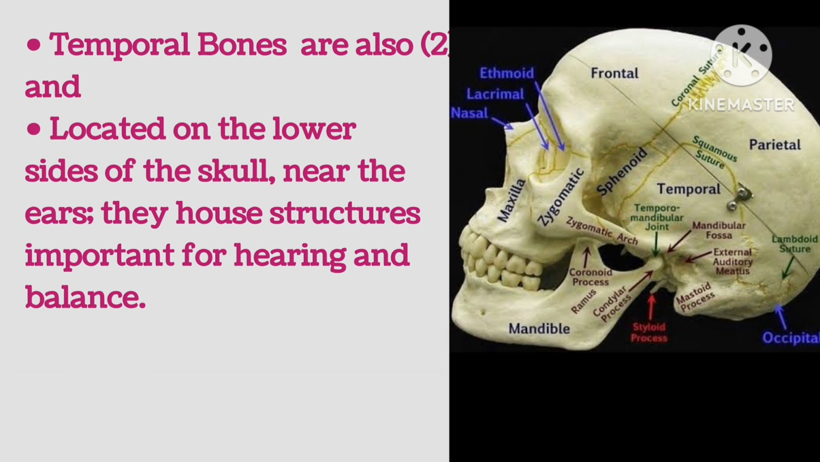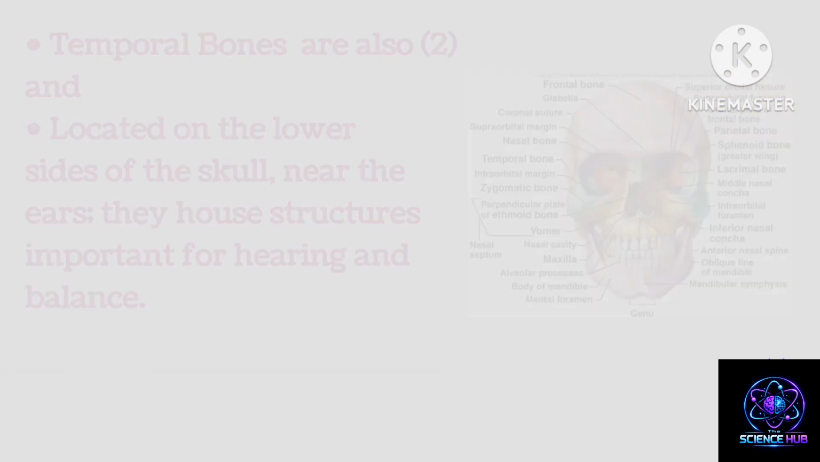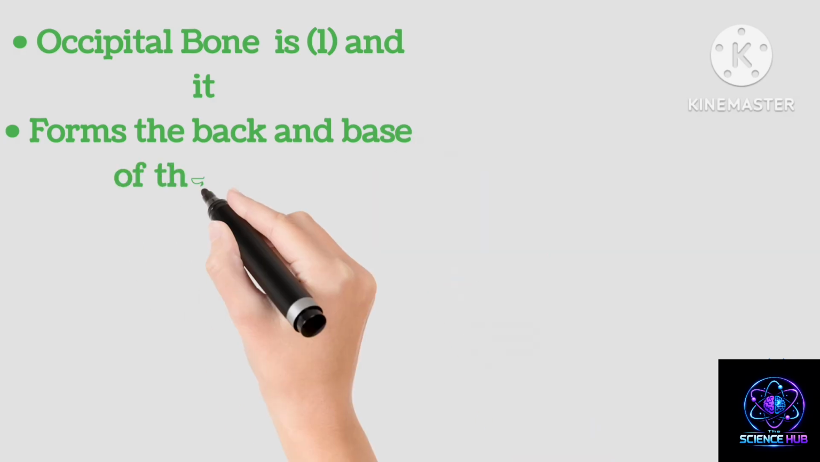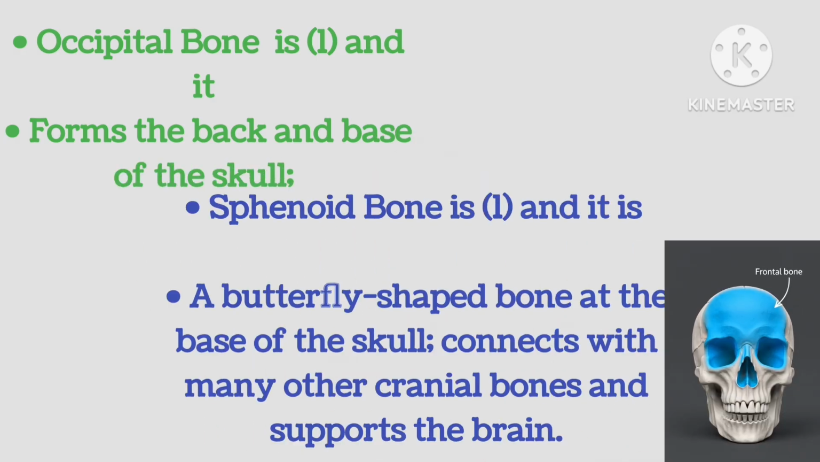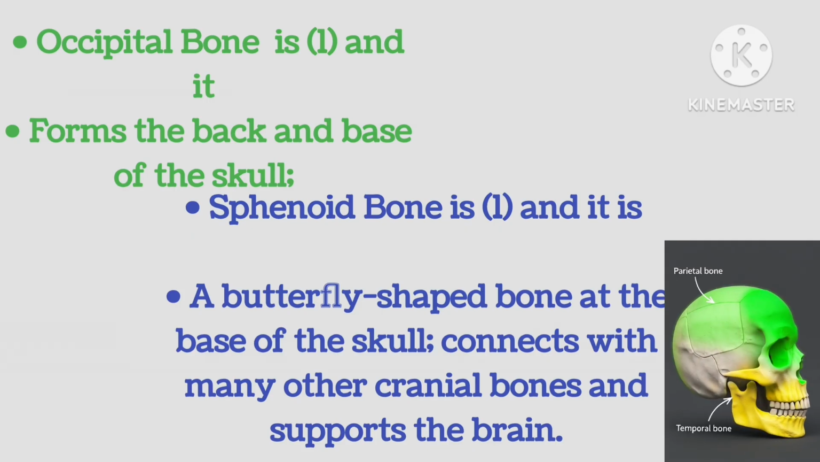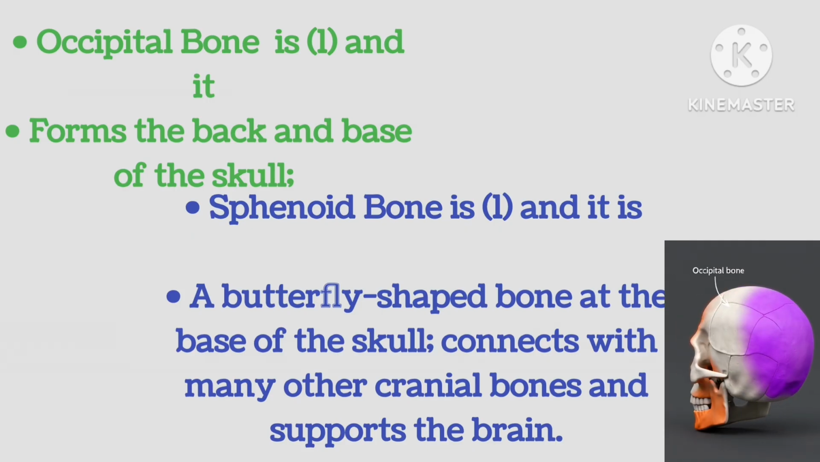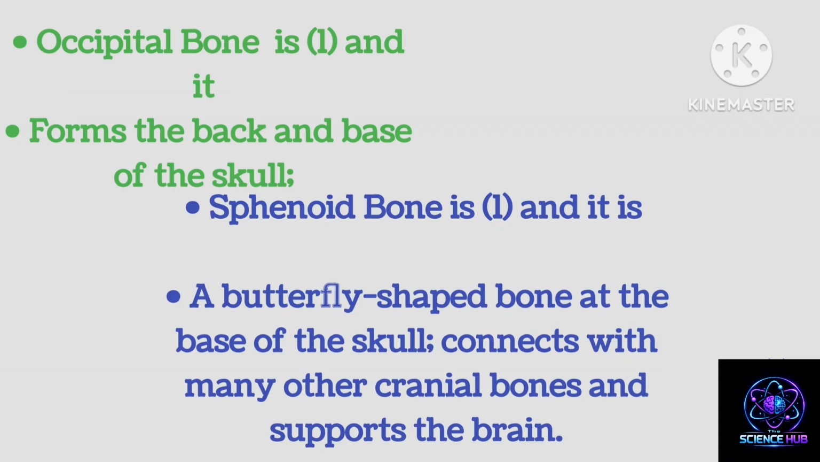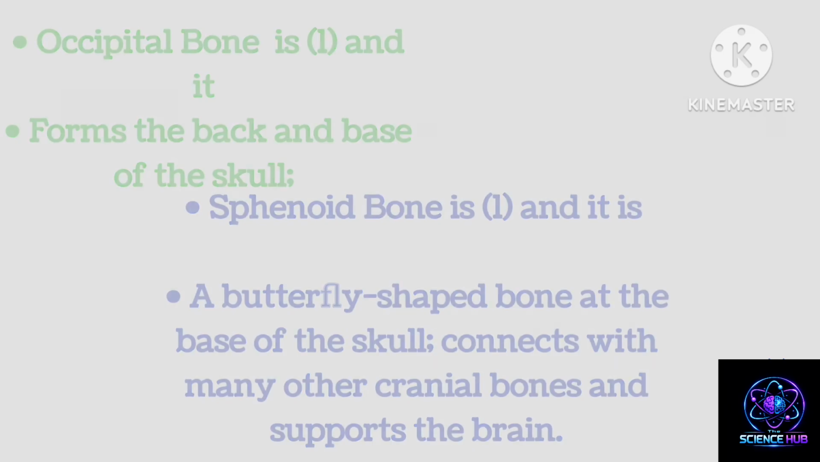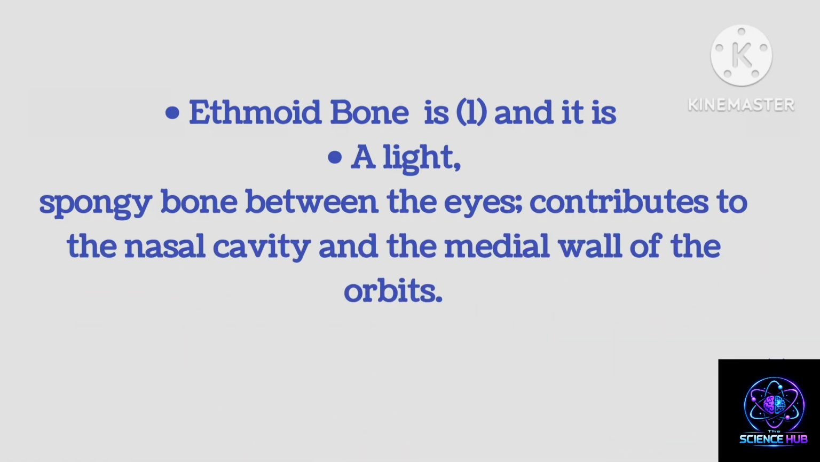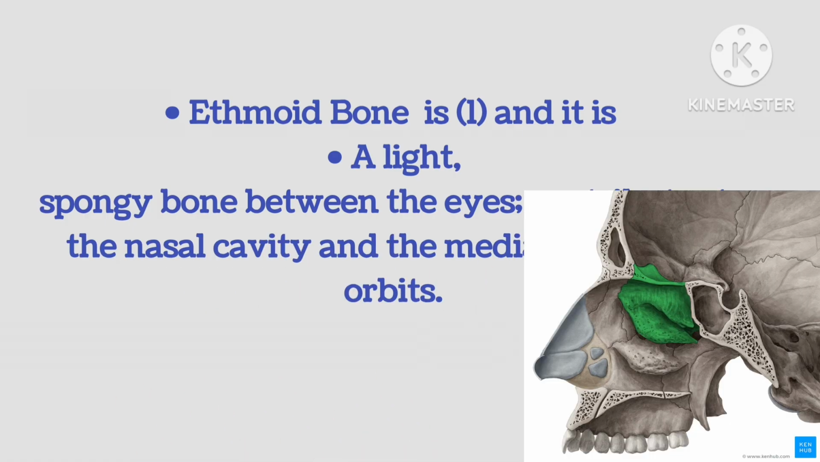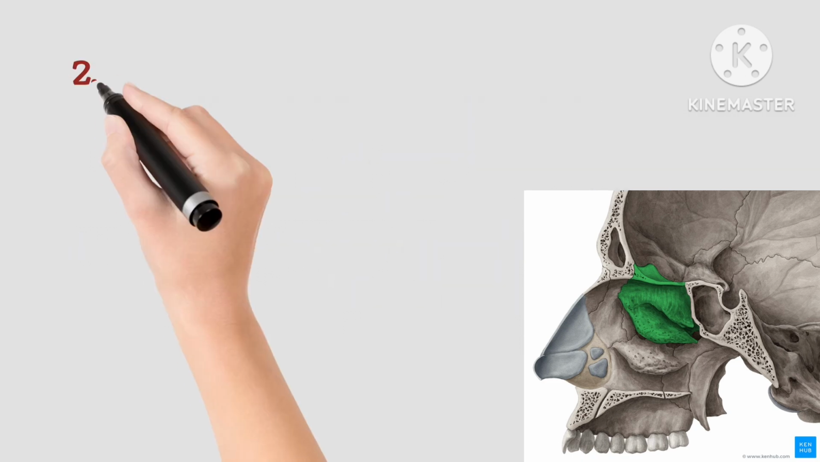Occipital bone is 1, and it forms the back and base of the skull. Sphenoid bone is 1, and it is a butterfly-shaped bone at the base of the skull, connects with many other cranial bones, and supports the brain. Ethmoid bone is 1, and it is a light, spongy bone between the eyes, contributes to the nasal cavity and the medial wall of the orbits.